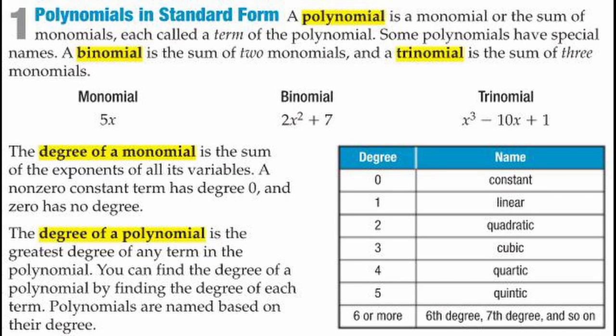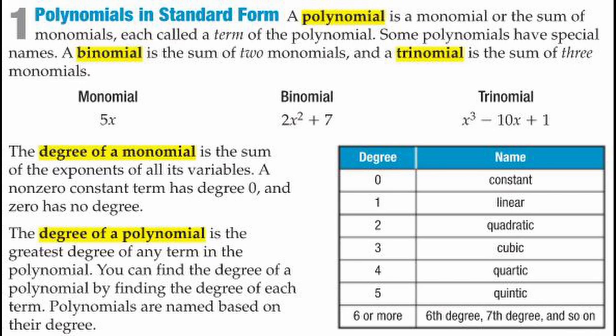Some polynomials have special names. A binomial has 2 monomials, and a trinomial has 3 monomials. So here it shows a monomial is 5x, a binomial is 2x plus 7, and a trinomial is x cubed minus 10x plus 1. How do you know how many terms there are or what a different term is? The way you figure out where the terms are is if you see a plus or a minus sign, then that means it's a new term.